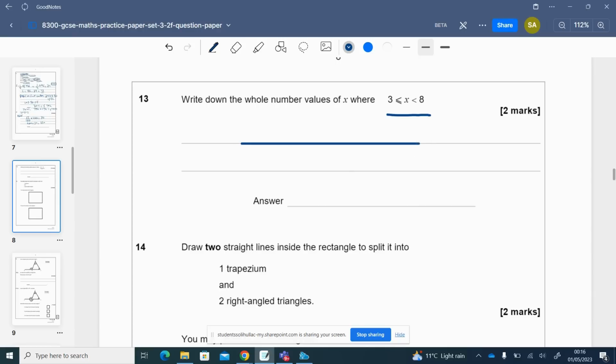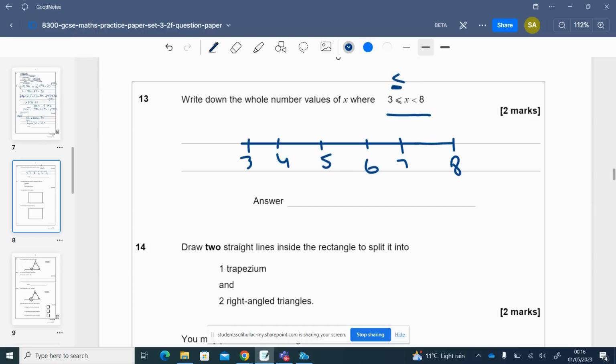Okay, and it starts with 3. So it starts with 3, 4, okay, between 3 and 8. So 3, 4, 5, 6, 7, and 8. Now x can be greater than or equal to 3. So this line here, so less than, greater than, equal to, this line tells you that it's equal as well.